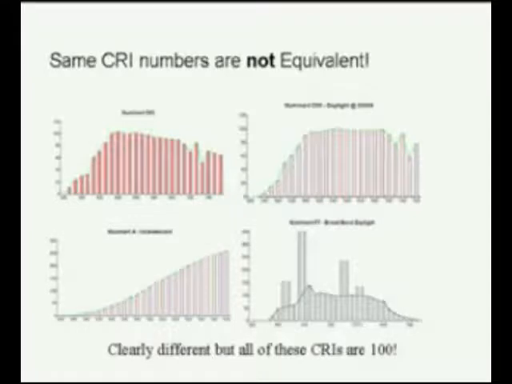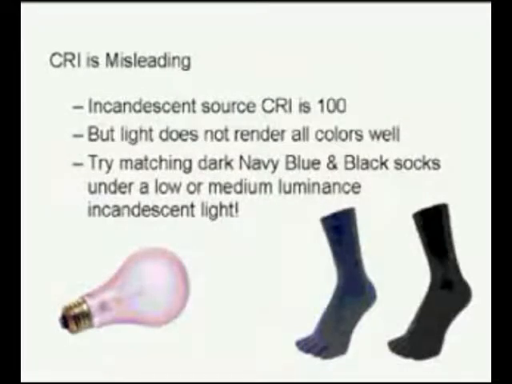All of these CRI spectral power distributions shown here are 100, and you can see, at least visually and graphically, they're substantially different because they're all referenced to different lamp sources or different reference sources. And so in some cases, CRI can be quite misleading. An incandescent source, as one example, is almost by definition, since it's on the black body curve, incandescent sources have CRIs of 100. But that does not mean you render all colors well.